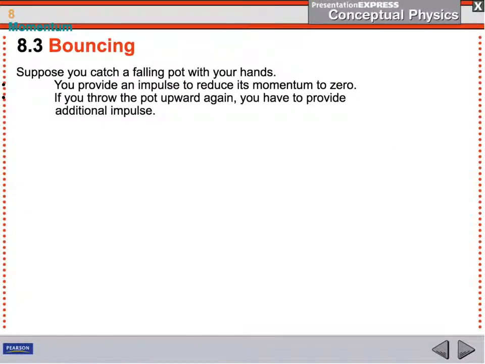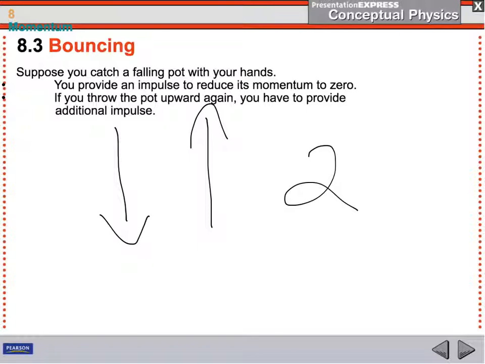Suppose you catch a falling pot with your hands. You provide an impulse to reduce its momentum to 0. If you throw the pot up again, you have provided an additional impulse. So as it goes down and you catch it, that's going to be 1 impulse. But then to throw it back up, you have to create a second impulse. So you've had 2 impulses act on it.